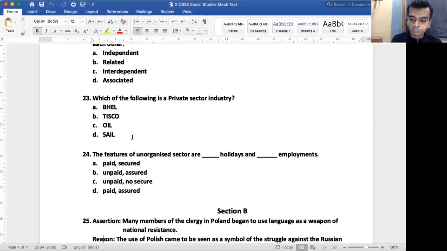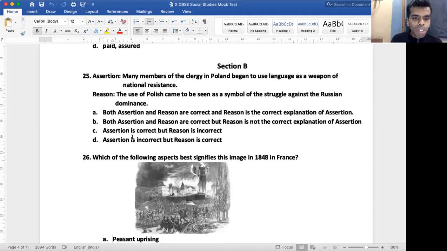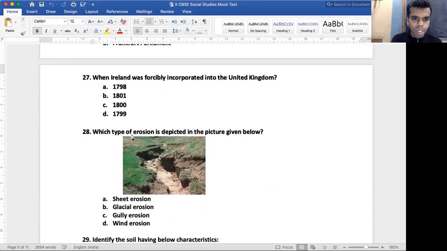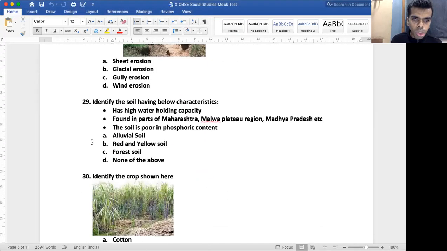Moving ahead towards section B, and in section B our geography starts with question number 28. Which type of erosion is depicted in the picture given below? If you look at the picture properly, you have a land and this particular part has been eroded. The answer is option C, gully erosion. Okay, going further, 29th question.